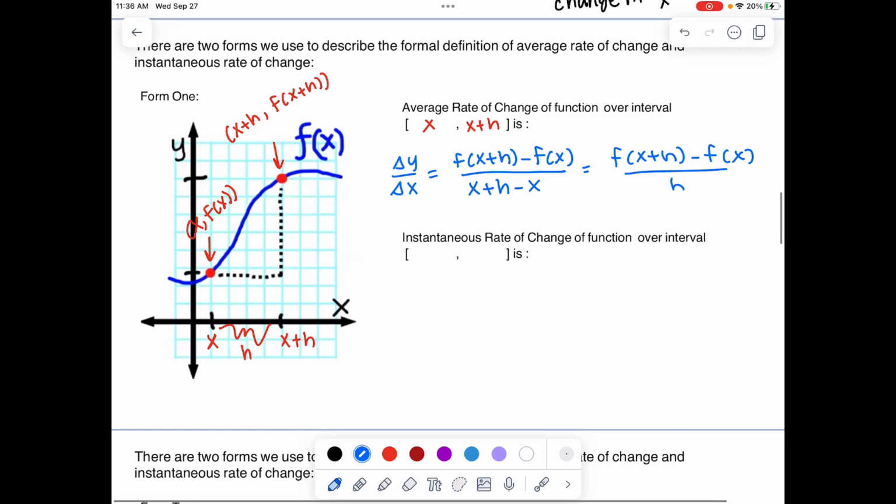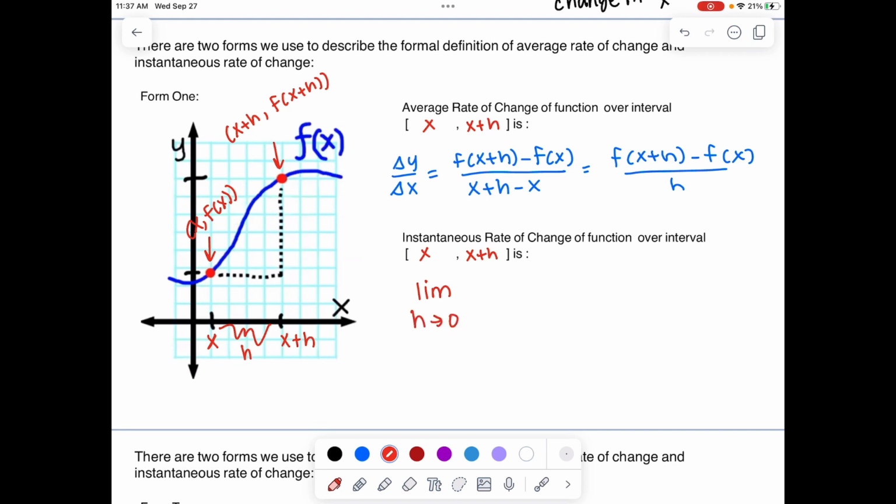Now, how does that apply to the instantaneous rate of change? Well, we're still going to do it from x to x plus h, but the instantaneous rate of change is found when the gap between our x values gets smaller and smaller. Right now, h is representing that gap, and so to find the instantaneous rate of change, we're going to find the limit as h approaches 0.